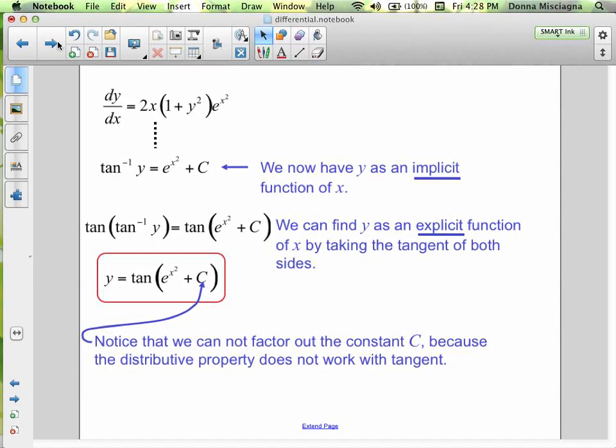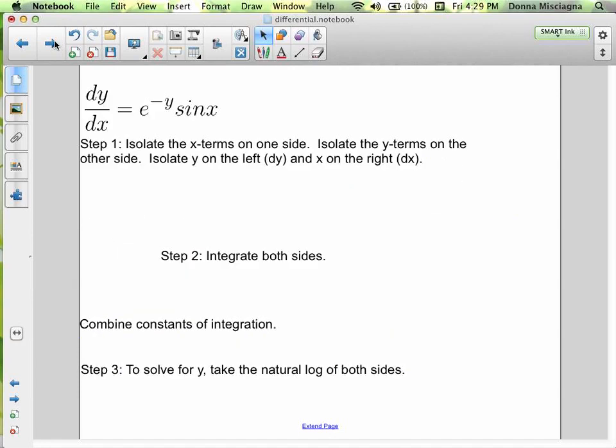Notice that you cannot factor out the constant c because the distributive property doesn't work with tangent. It's stuck there. The c was there first, right, before we took arctan. Before we took tangent, so it needs to stay as part of tangent. Anything that's there before you use an operation has got to stay in that operation, unless there's a way to factor it out, and there is not. All right, so that's the end of this one. It's not really that difficult, except you had to remember that tan and arctan are inverses of one another.